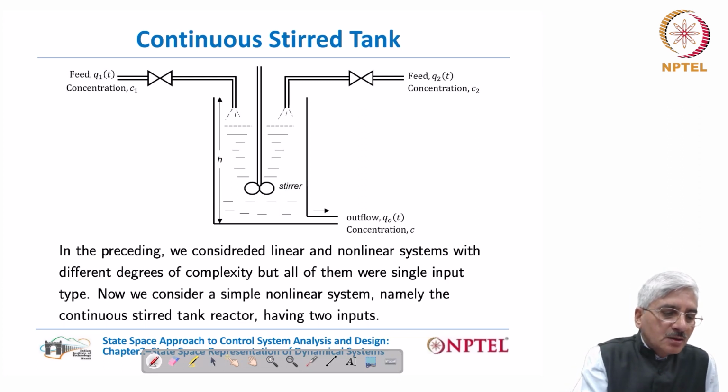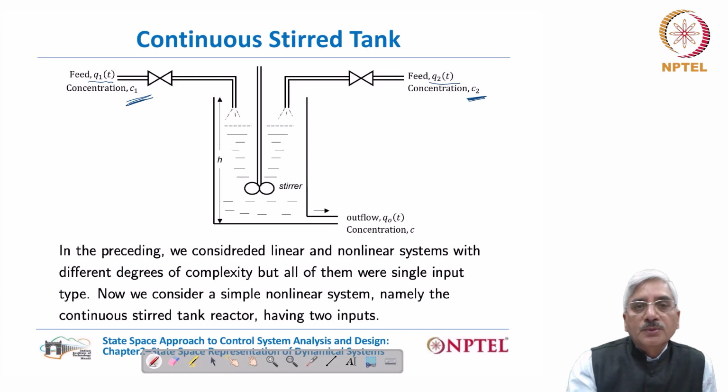There are two feeds, Q1 and Q2. Q1 is shown here, Q2 is shown here, containing some liquid of concentration C1 and another liquid of concentration C2. These feeds are entering the tank. We have a stirrer which is continuously stirring the fluid in the tank, and thereby it is assumed that everywhere in the tank the concentration of the fluid is the same, and it is Ct.